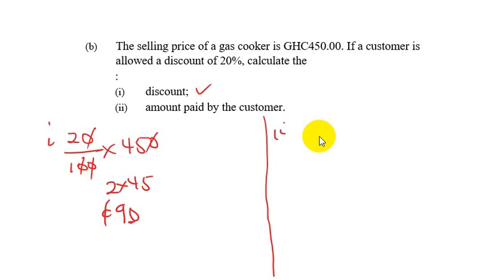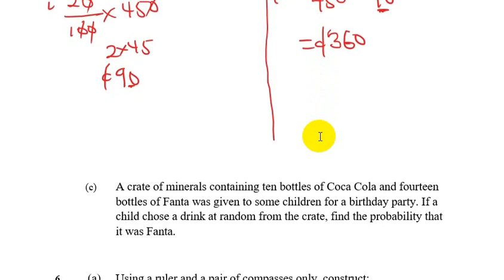Now part two says that we should find the amount the customer will pay. Because the discount is allowed, we will subtract this 90 from the price of the gas cooker. So the price will be 450 minus 90, and that will give us 360. So he paid 360 instead of 450 because the discount allowed was 90. So simple like that. Now let's look at the C question.